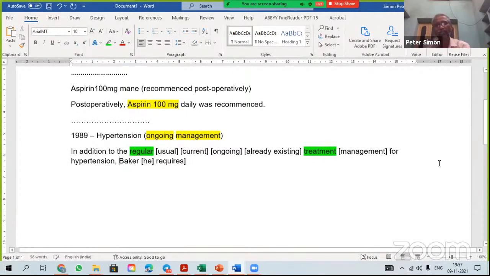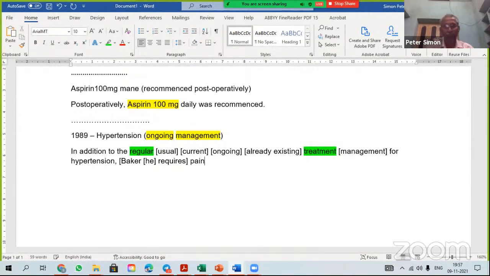But what I tell you is, instead of writing Baker requires pain relief, you can write pain relief is required. Why don't you write like this simply? Remove requires from there and write is required. Pain relief is required, always. And what is this pain relief? Pain relief is Panadine Forte. So you can write in brackets here, pain relief, Panadine Forte.